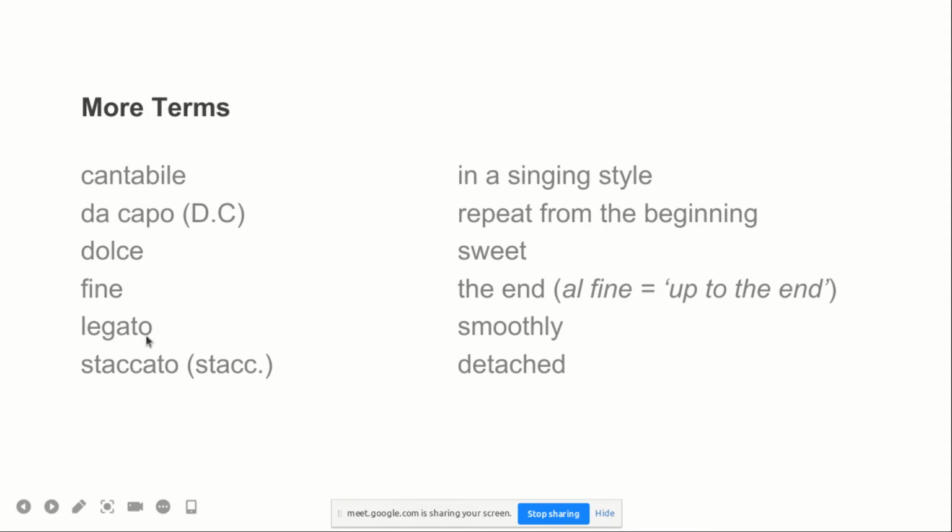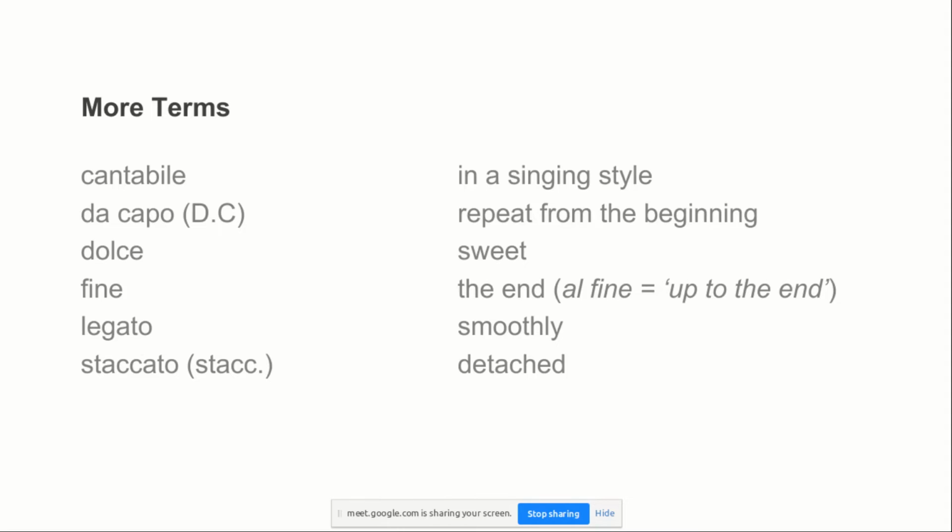And then we have legato. Legato means smoothly. It doesn't look very smooth. I wonder why it means smoothly, but the name itself, it means smoothly. Perform smoothly, sing smoothly.